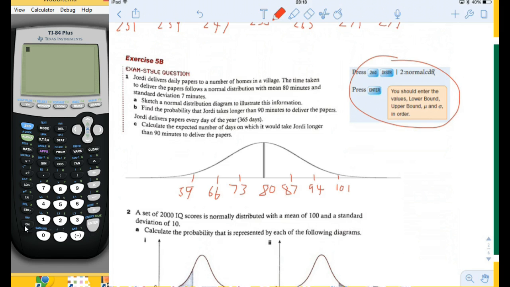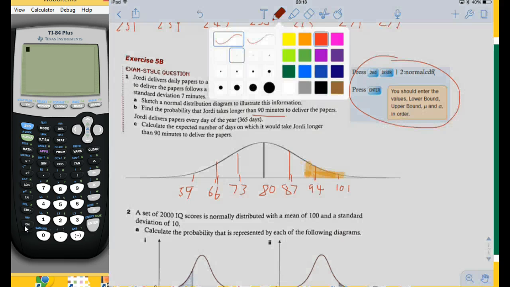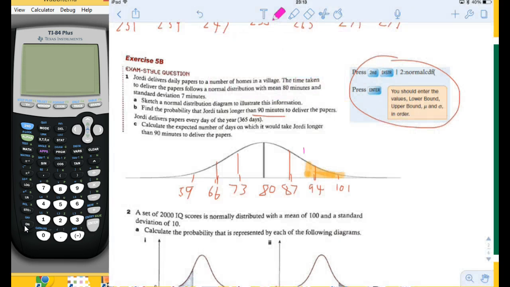Okay, all right, sketch a normal distribution diagram. Okay. Find the probability that Jordy takes longer than 90 minutes to deliver the paper. So we're just going to draw the lines here. Probability that he takes longer than 90 minutes. Oh, look at that. There is no line at 90. That means calculator time. Okay? Because the calculator can figure out any interval, not just the ones that are exactly on the standard deviation line. So this is going to be 90.